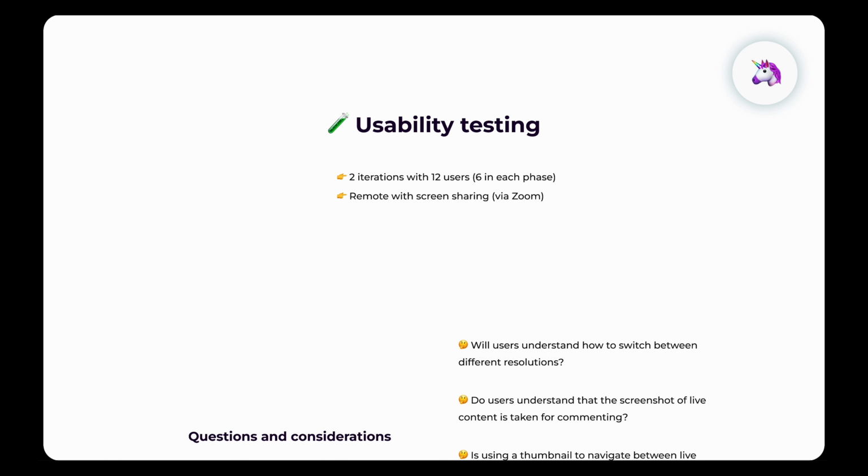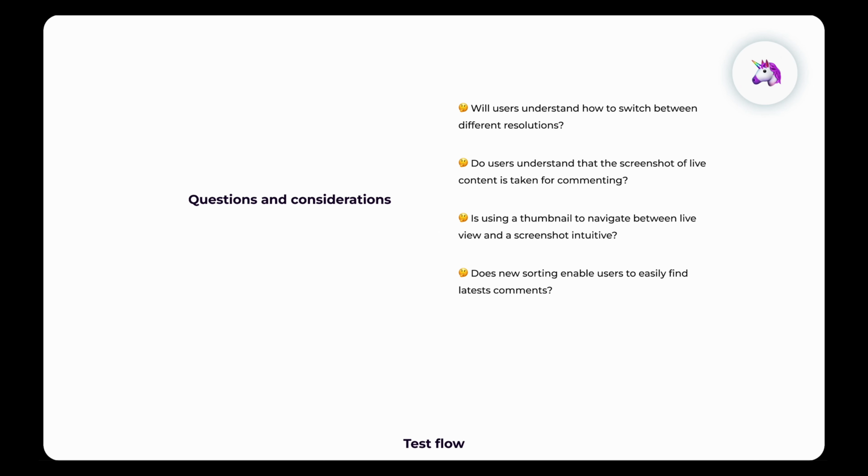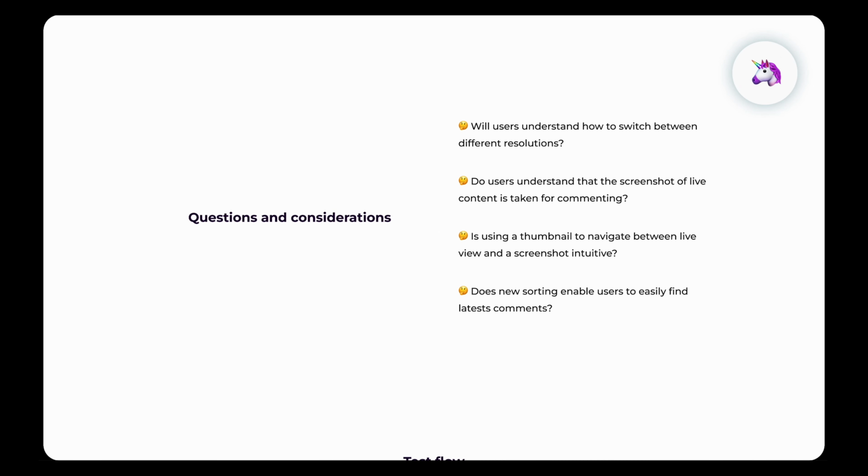So we're starting with short information about the iterations and the users and how the usability testing was performed. And then we go through the questions and considerations. So we need to answer the question why we wanted to perform the research and what information we were looking for.